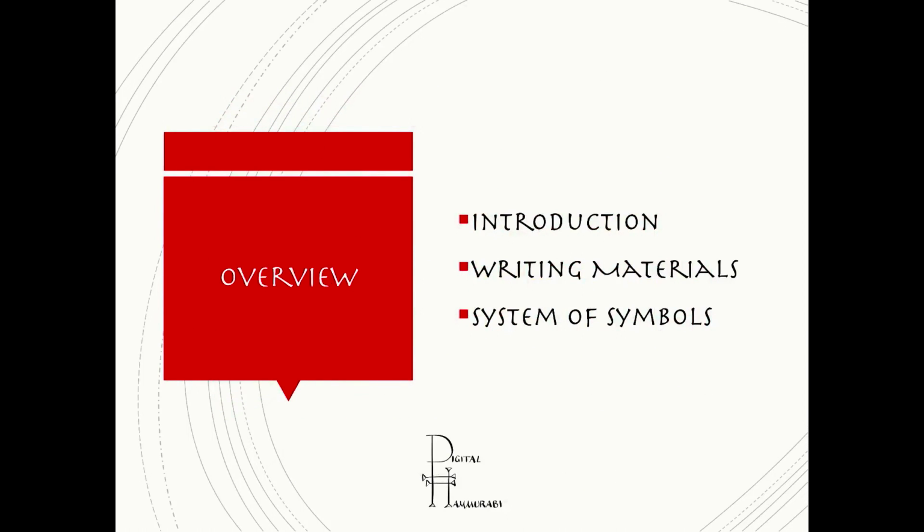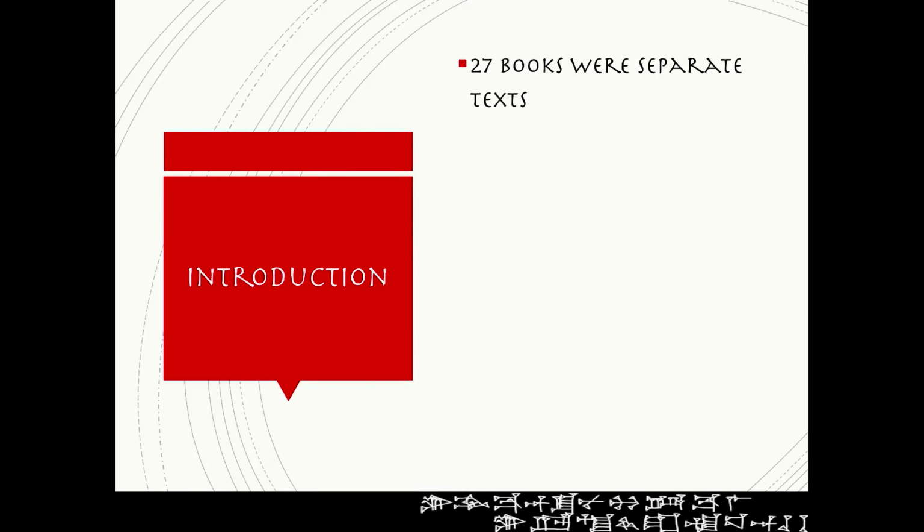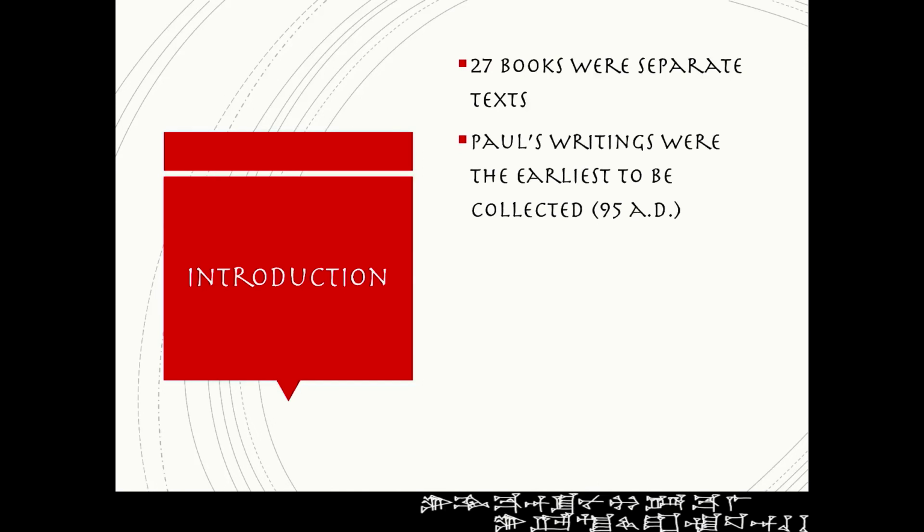So again, we're going to have a brief introduction, then we're going to look at some of the basic writing materials that were used for the New Testament texts, and then finally the system of symbols that were used early on and how they have changed into what we use today. By way of introduction, the 27 books of the New Testament were initially circulated as separate literary units.